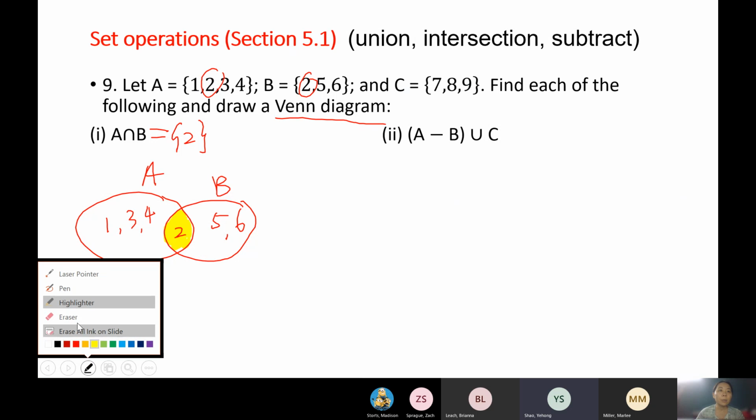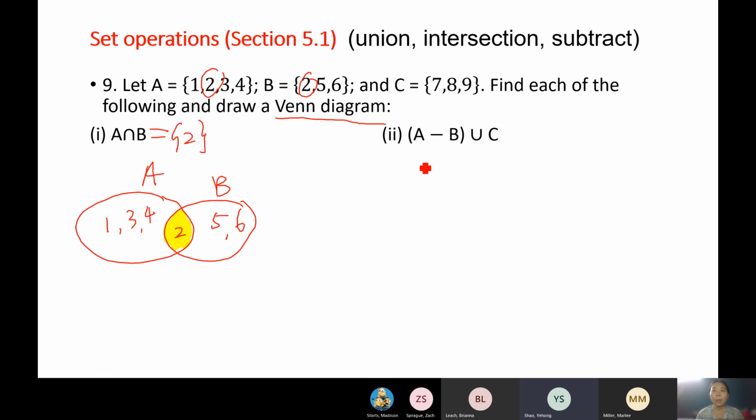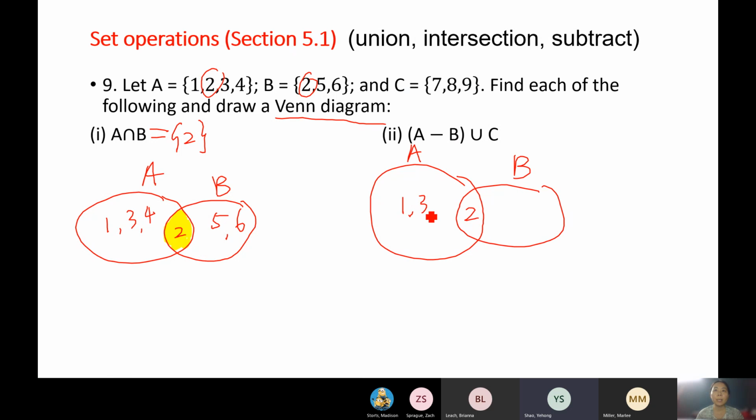Okay. Now, similarly for the second one, most students just drew A minus B. In fact, you should draw all of them. So this is still A, and this is still B, and we already know this part is the same as question 1. But where's C? Notice that C has 7, 8, 9. They don't have anything in common. It's not going to overlap with A. It's not going to overlap with B.